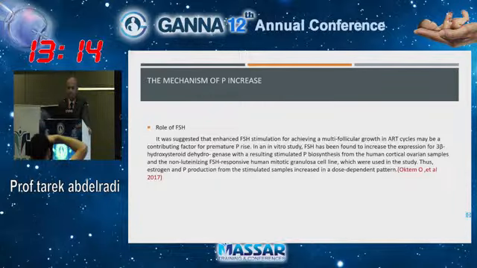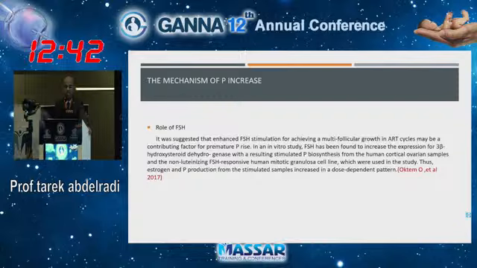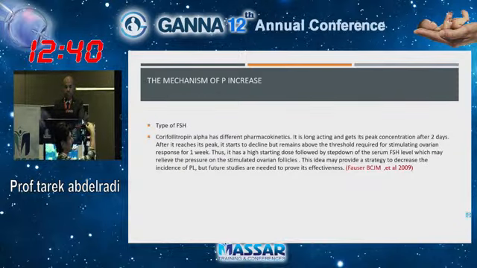The role of FSH. It was suggested that enhanced FSH stimulation for achieving multifollicular growth in ART cycles may be a contributing factor for premature progesterone rise. In an in vitro study, FSH was found to increase expression of 3-beta hydroxysteroid dehydrogenase with resulting stimulated progesterone biosynthesis from human cortical ovarian samples and the FSH-responsive human mitotic granulosa cell line used in this study. Thus, estrogen and progesterone production from the stimulated samples increased in a dose-dependent manner.